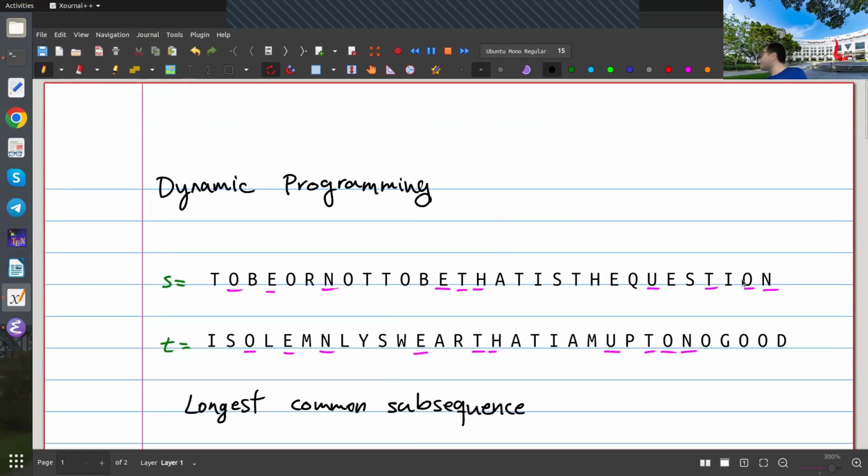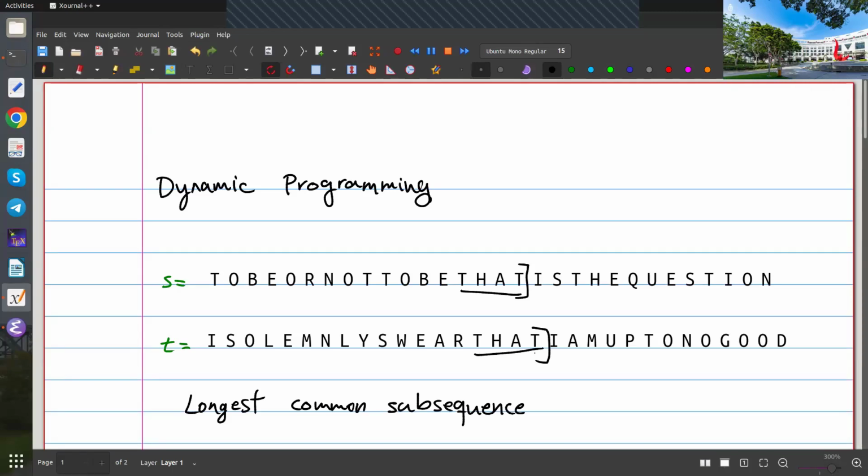Now, in this case, the answer is the empty string, because even the last characters don't match, right? So there is no longest common suffix here. But if, let's say, I had this string only until this point and this one only until this point, I have this as the longest suffix that is appearing in both of them.